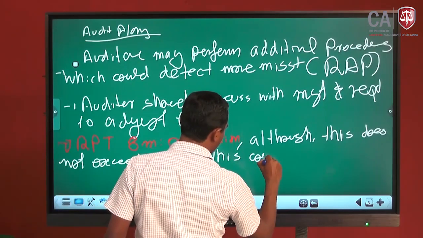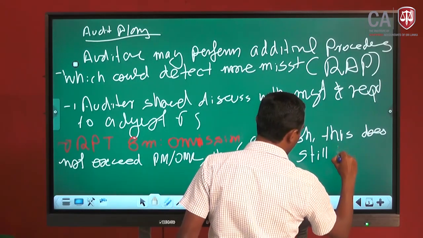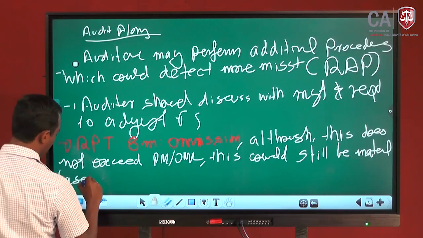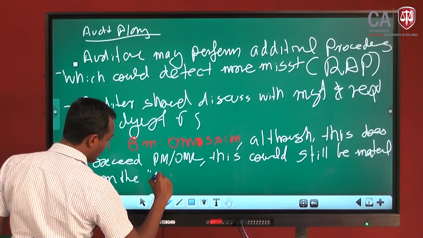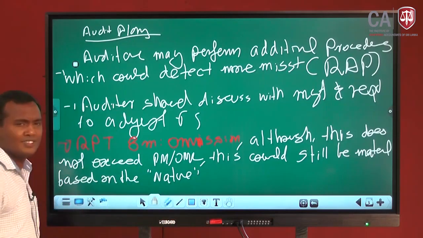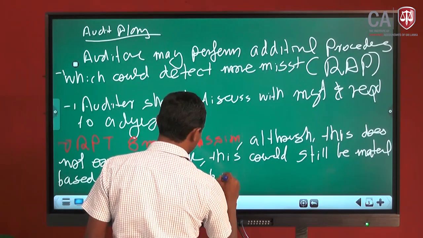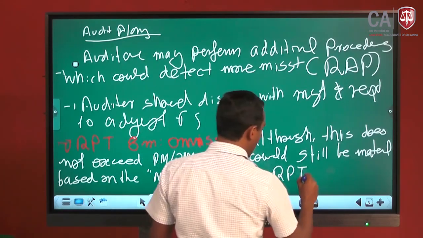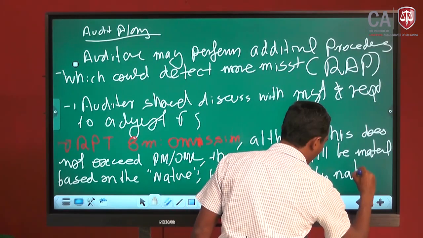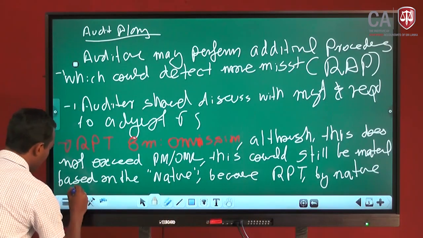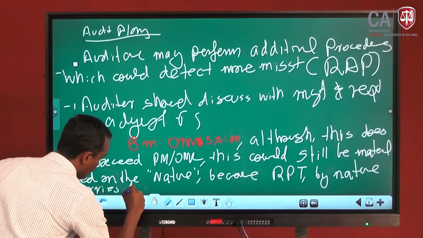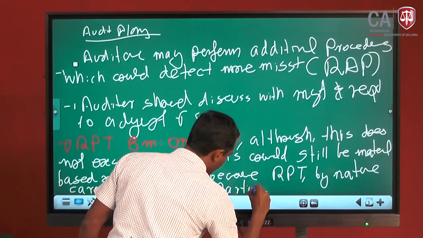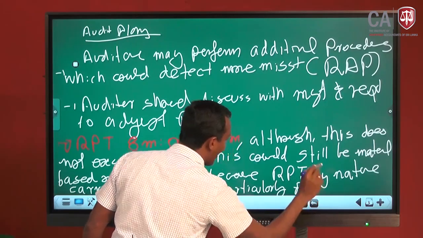This could still be material based on the nature. Why? Say why, do not just say nature. Because related party transactions by nature carry higher inherent risk, higher IR. Particularly, if you want to be more specific, fraud risk. That is how you nicely conclude your answer.